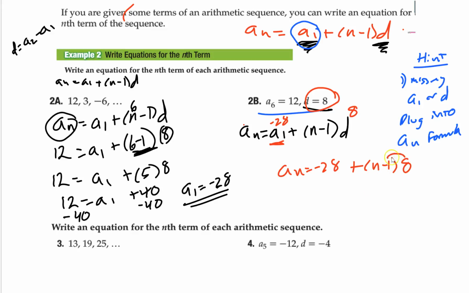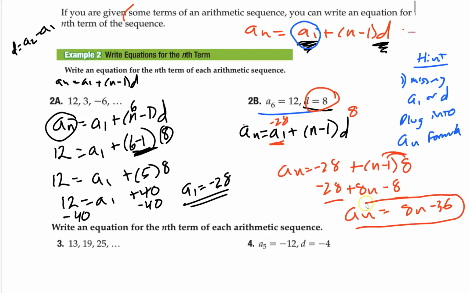If you want, you can simplify it. Negative 28 plus 8n minus 8. Add like terms. an equals 8n minus 36. And that's how I do it. So again, if you want to make a general formula, all you need is A1 and the common difference. The only two things you want to fill in are A1 and the common difference. Sometimes it's super easy like this. Even this one, I'm going to skip this one.